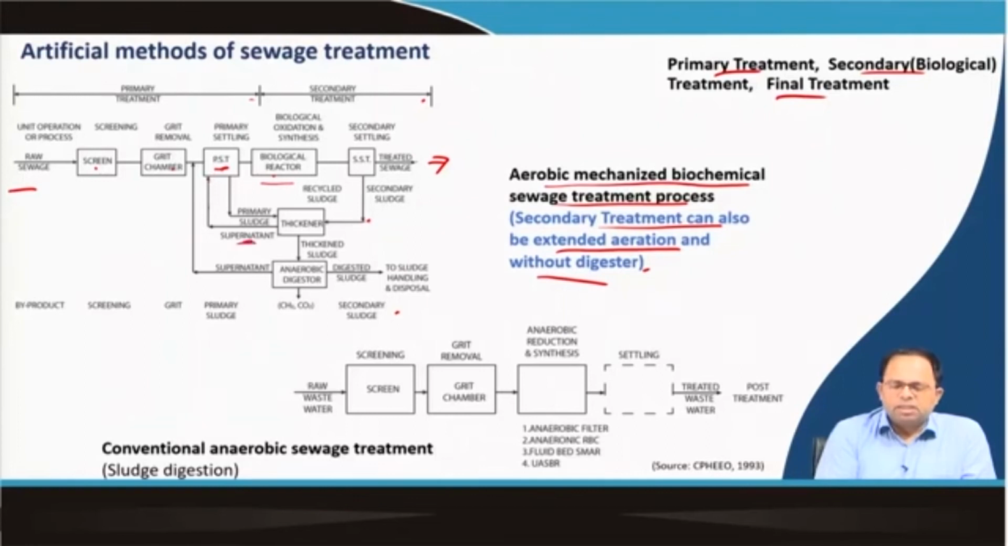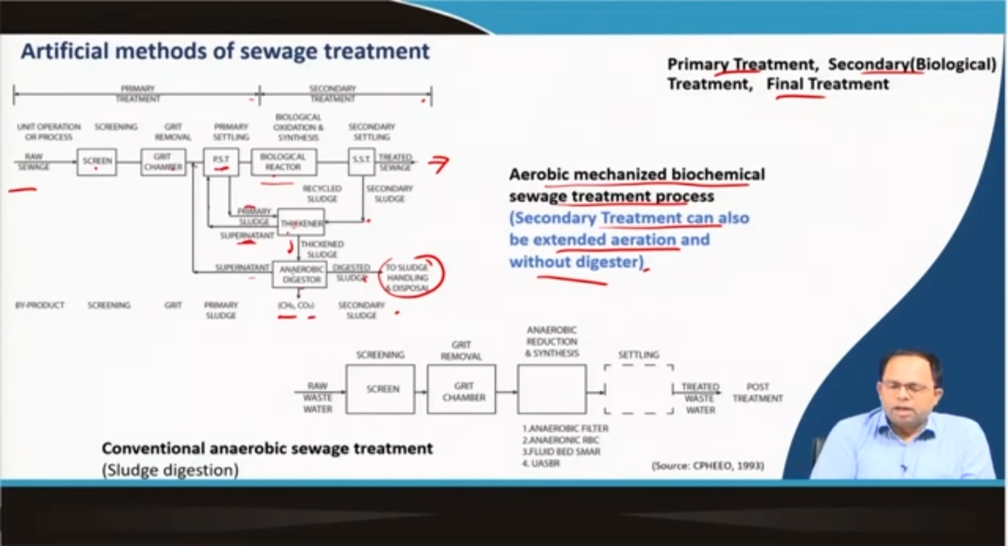This supernatant, that means the water, could be taken to the primary settling tank, whereas some sludge comes from the primary tank to this particular thickener, and this thickened sludge is taken to the anaerobic digester, where the sludge is being digested. Again, supernatant, which is basically the clear liquid, can be taken and put into this, before the primary settling tank, whereas the digested sludge could be taken out for final disposal. And in this anaerobic digester, we have CH4 and CO2 gas coming out of that.